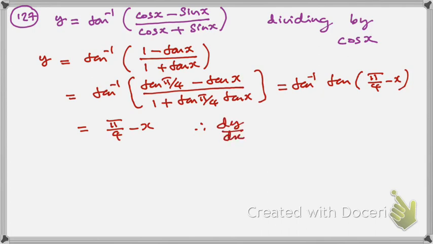So differentiating with respect to x, dy by dx is equal to: pi by 4 will become 0, and the derivative of minus x is minus 1.